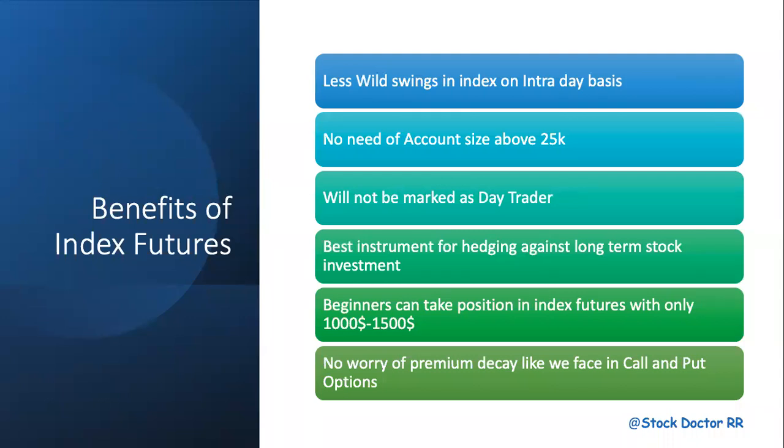So let us understand what are the benefits of index futures. The first benefit is less wild swings in the index on an intraday basis. Now we are going to talk about three indexes here. The first one is Nasdaq, second is Dow Jones, and third is S&P 500. If you open TradingView and see these index futures, you will see that there are less wild swings on the index. Means you can say there are fewer doji patterns on the index on the day-to-day chart.